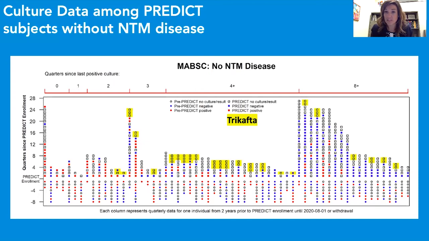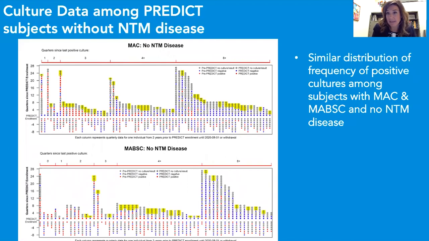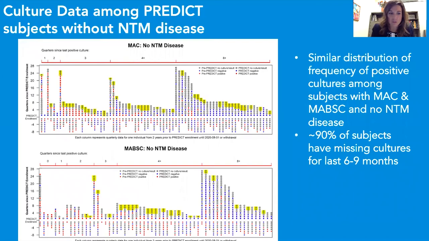Now here are the two figures together. Again, just highlighting that there's a similar distribution of frequency of positive cultures among subjects with MAC and abscessus and no NTM disease. If you look toward the more recent cultures for the subjects toward the top of each patient's column of results, you'll see a lot of open dots.